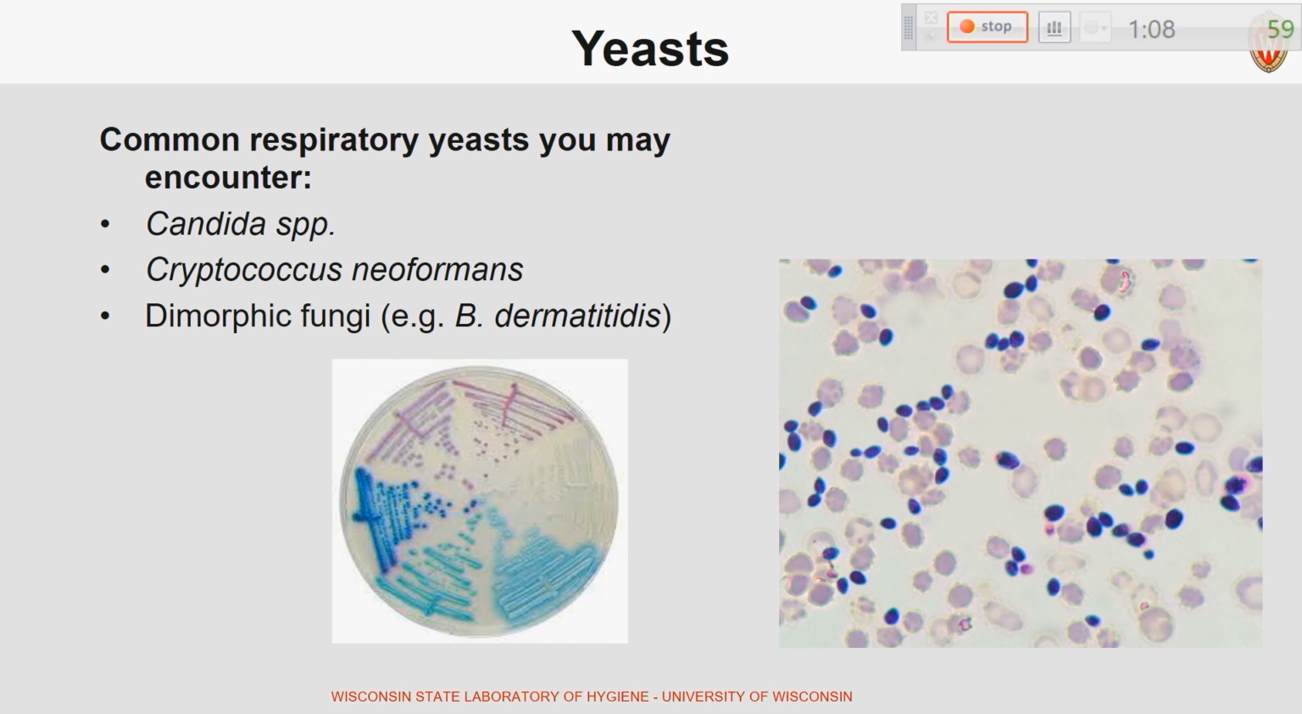So for yeasts, common respiratory yeasts you may encounter, Candida species very obviously, Cryptococcus neoformans potentially less frequently, most probably less frequently than Candida, and the dimorphic fungi. So just highlighting here some of the chromogenic media that's available that you can use for identifying some of the yeast species down to at least genus level based on the pigment production that they may produce. And this is just a picture of yeast being present in a blood culture specimen.